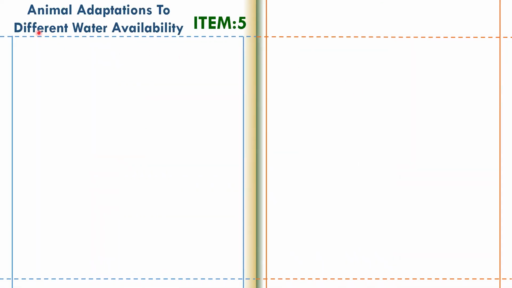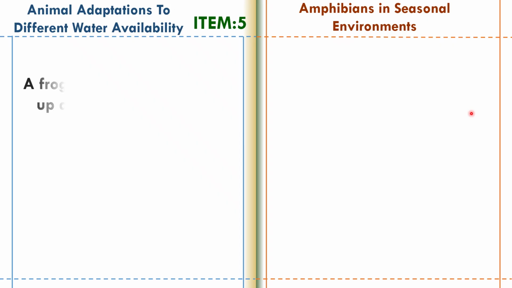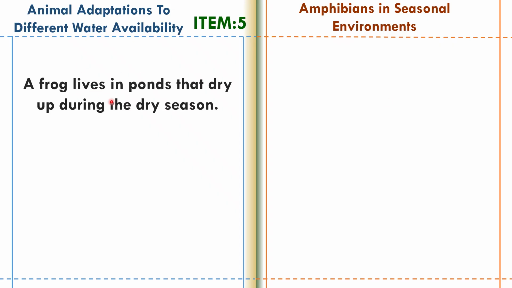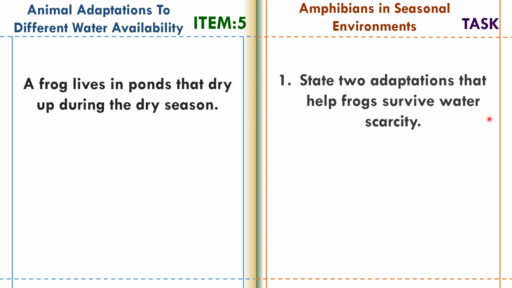Animal adaptation to different water environment, item 5. Amphibians in seasonal environments. A frog lives in ponds that dry up during the dry season. Task: state 2 adaptations that help frogs survive water scarcity. Explain their role.